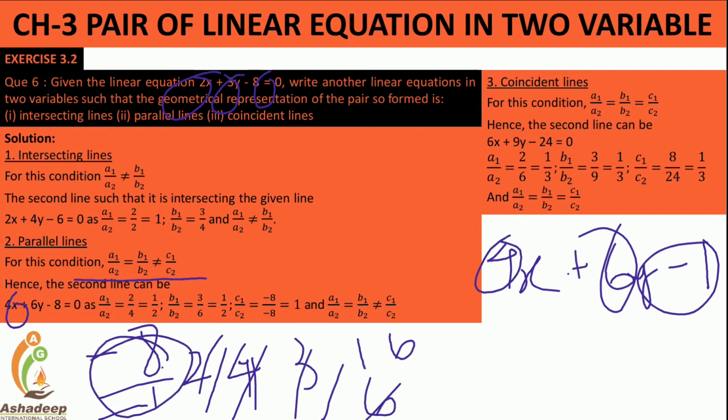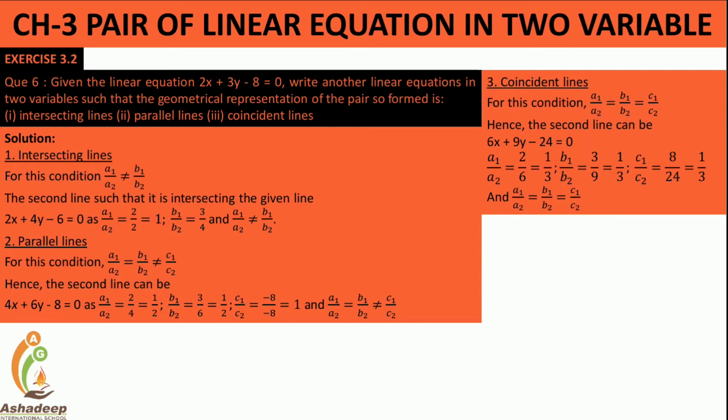So a1 upon a2 is equals to b1 upon b2 is not equals to c1 upon c2. But instead I put here 16. What happened? See here, I put here 16, right? So if I put here 16, it is also going to be the 1 by 2. So this condition is going to be there, right? So that is not the thing in the case of parallel lines. So that is why you need to put a different value of the c, that is not equals to 16.